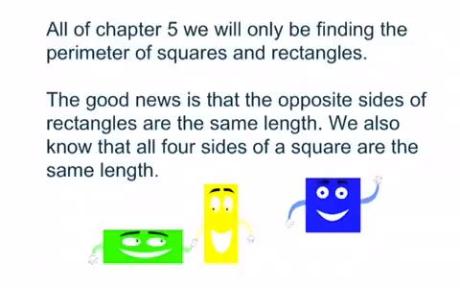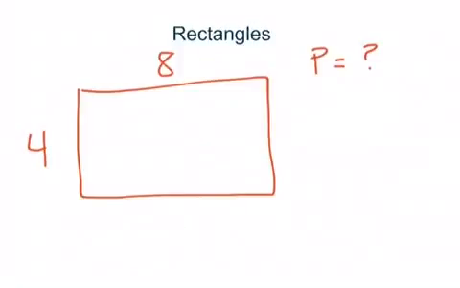The good news is that in all of Chapter 5, we're only going to be asked to find the perimeter and area of squares and rectangles. We do know that the opposite sides of rectangles are the same length. So a lot of times they'll give you a rectangle with only one side labeled, but you should know, therefore, what the other side is, right? Across, the opposite one would be the same. We also know that all 4 sides of a square are the same length. So once again, if you know one side of a square, you do know all 4 sides of a square. So here's a good example of what I'm talking about.